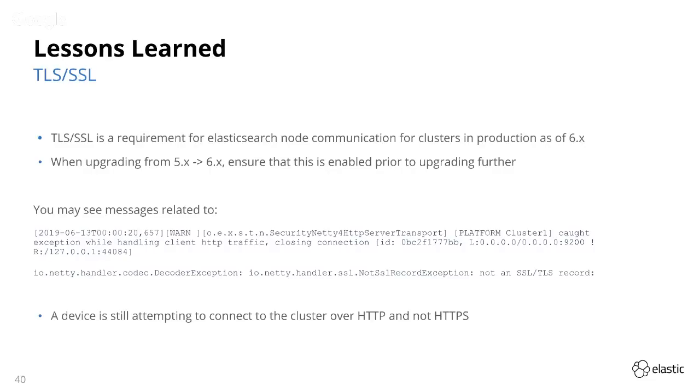You may see messages related to handling client HTTP traffic, closing connection: this is not an SSL or a TLS record. That means there are systems still attempting to connect to Elasticsearch over HTTP rather than HTTPS. So you want to make sure you configure TLS and SSL before upgrading. And if you're still getting some of these messages, make sure the traffic connecting to Elasticsearch has been changed from HTTP to HTTPS.